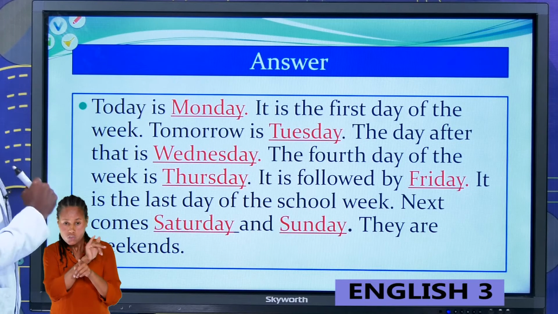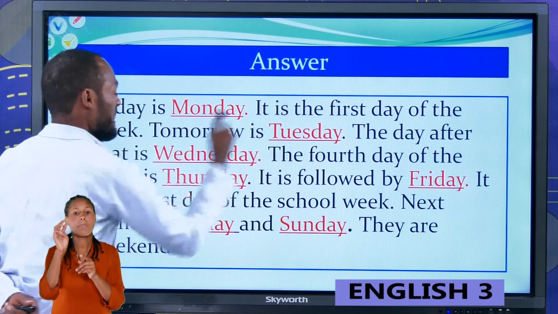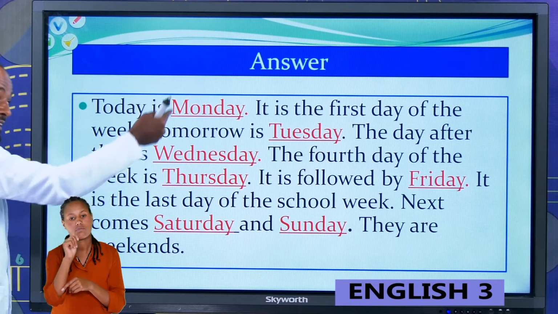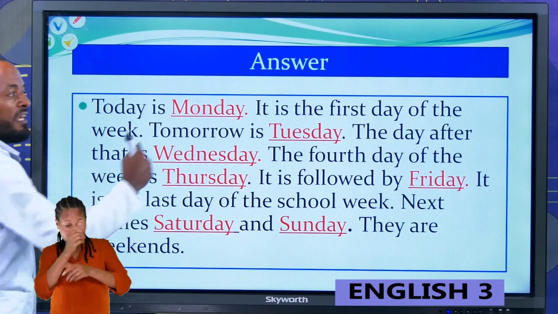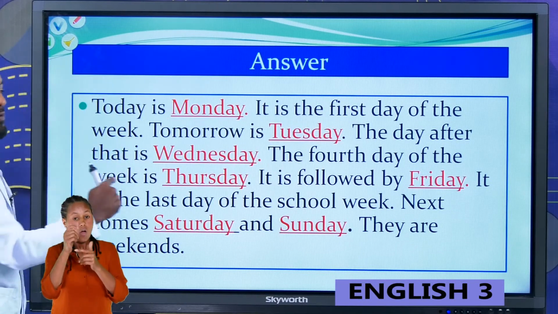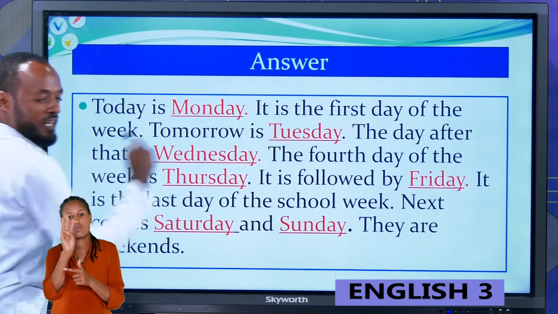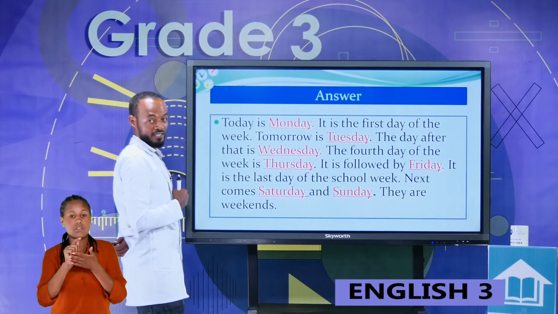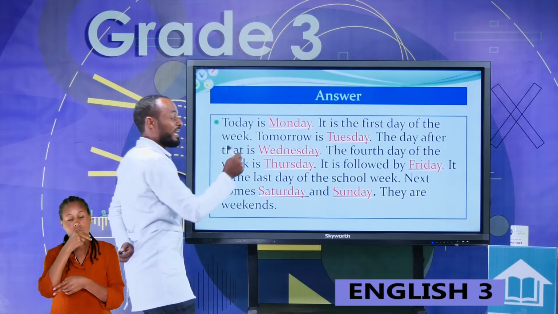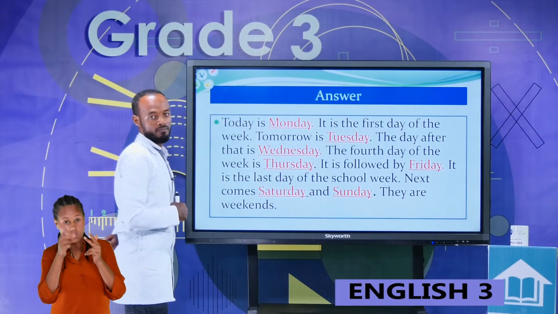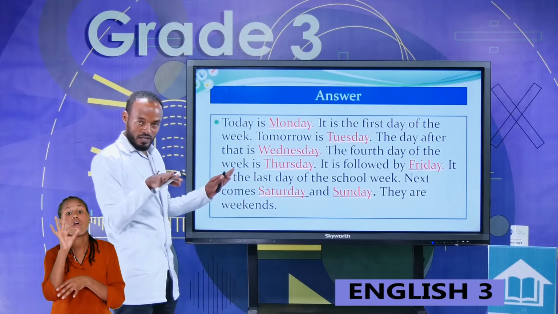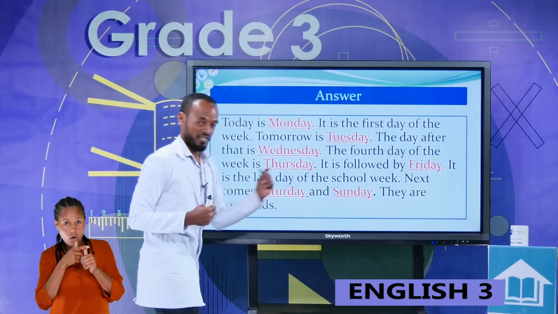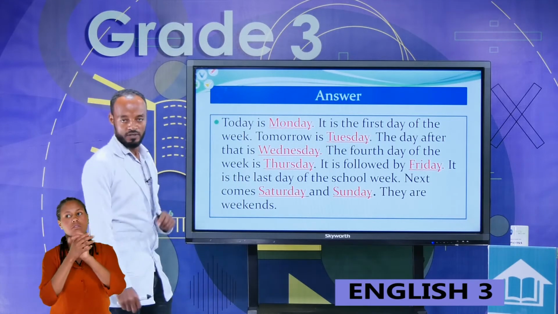Here, today is Monday, because it is the first day of the week. Tomorrow is Tuesday. The day next to Monday, the day after that day, is Wednesday. Which day? Tuesday. The fourth day of the week is Thursday. Just we are putting in their order here. It is followed by Friday. This means it is the last day of the school week. Next comes Saturday and Sunday. They are weekends. Excellent.